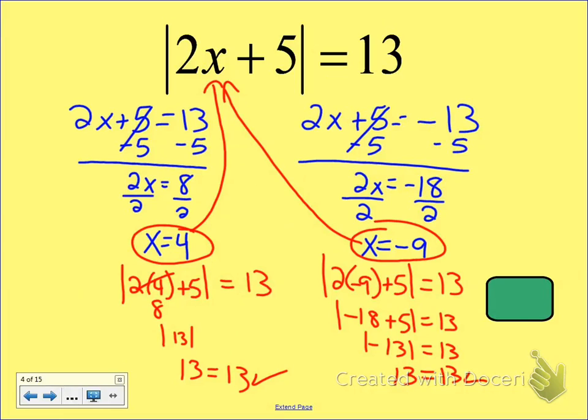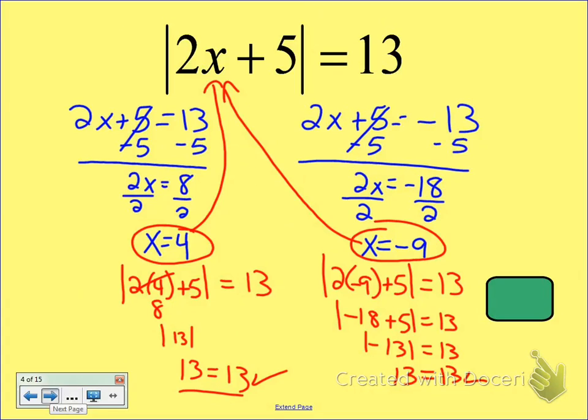Now, if you ended up with something that's not true when you check it, if you ended up here with, let's say, 12 equals 13, then this would not be an answer. The 4 would not work. So if what you end up with is true, your answer works. If what you end up with is false, then your answer does not work.